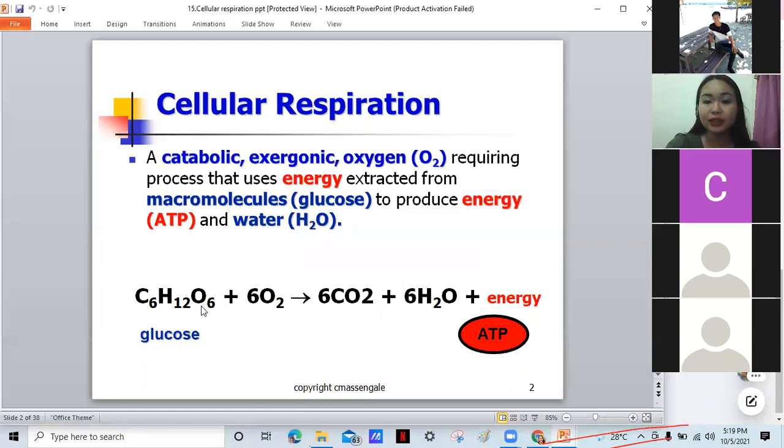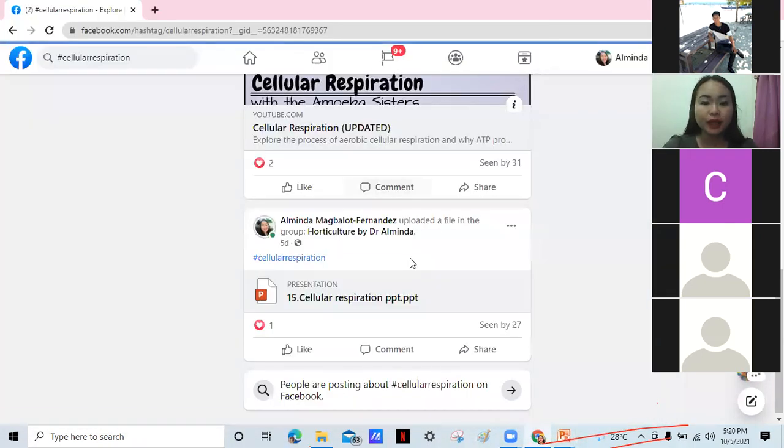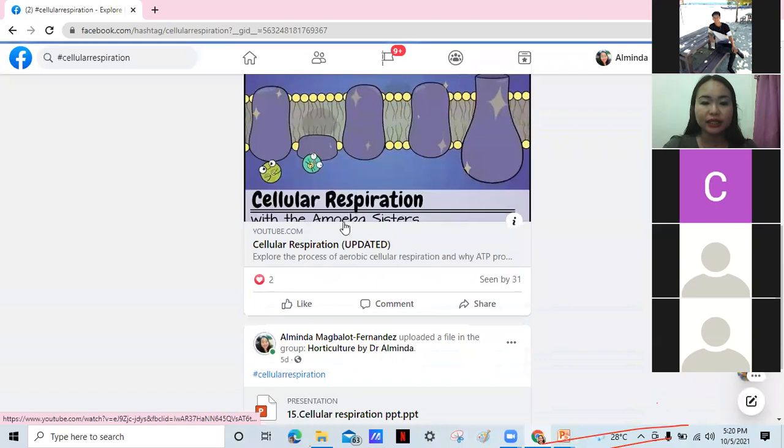Kasi, the plants, not only the plants now, because we are talking about cellular respiration. So cellular respiration actually occurs in both plants and animals, not even humans. So we use glucose and also oxygen to produce carbon dioxide, water, at saka ATP. And we then use ATP as our energy source so we can do all our activities for growth and development and so on. So I have here a presentation regarding cellular respiration.